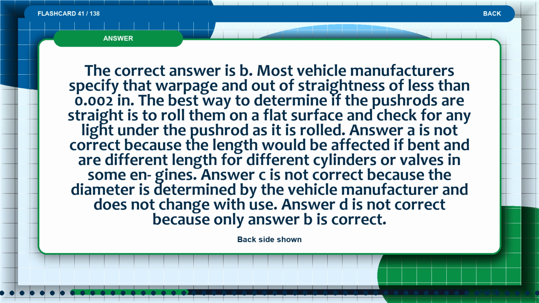Answer A is not correct because the length would be affected if bent and are different lengths for different cylinders or valves in some engines. Answer C is not correct because the diameter is determined by the vehicle manufacturer and does not change with use. Answer D is not correct because only answer B is correct.